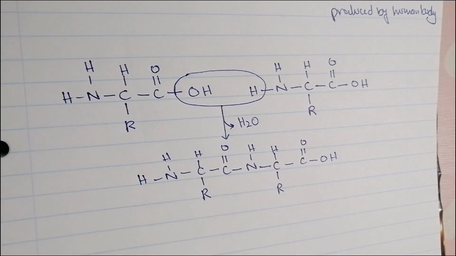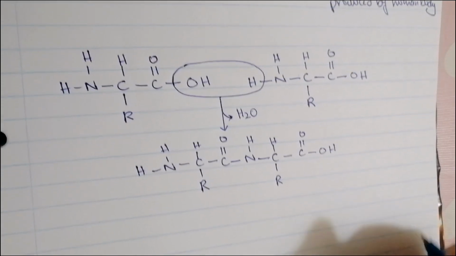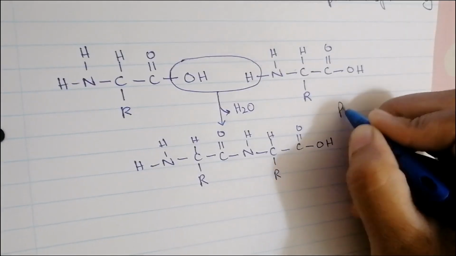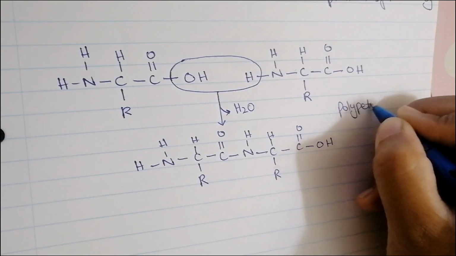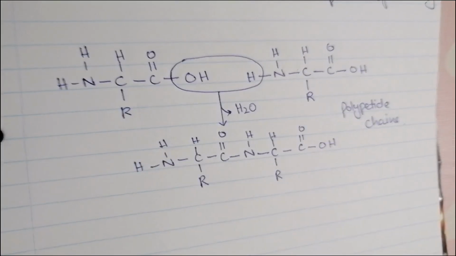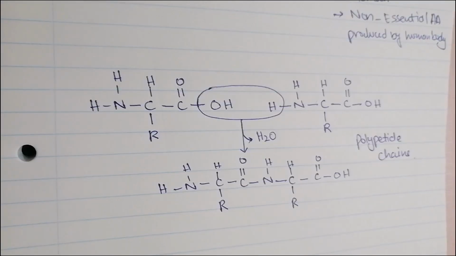The structure here is showing your peptide bond, and this is how polypeptide chains are formed. This is all for your amino acids. In the next lesson we're going to look at your protein molecules.